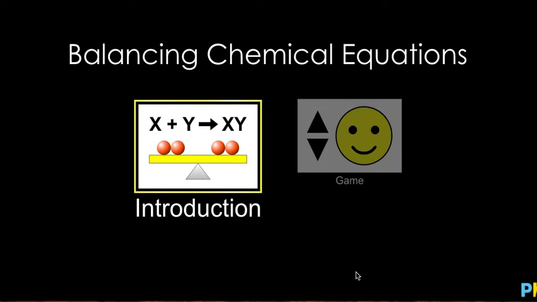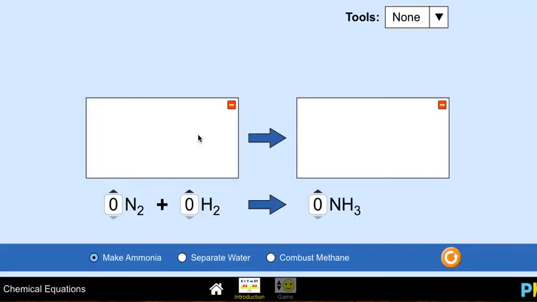Today in science class, we're going to continue our study of balancing chemical equations by using this interactive simulation to practice how you would add different amounts of atoms to each side of the equation to make sure that they're balanced. Let's take a look at the introduction and then we'll get into the different levels of today's game. Click here on the introduction page.